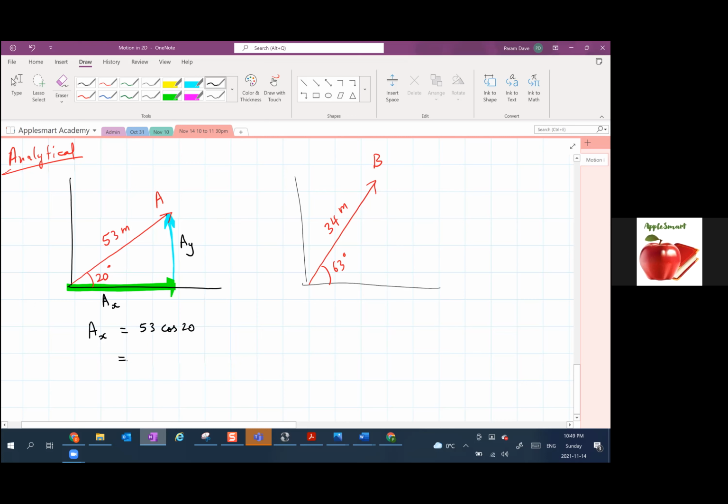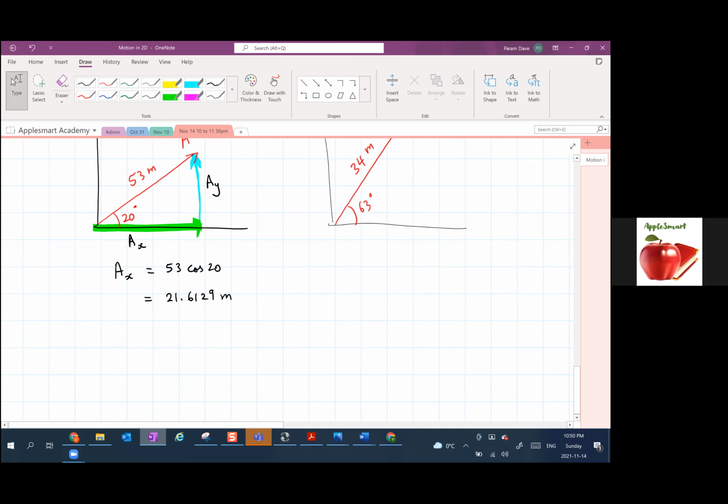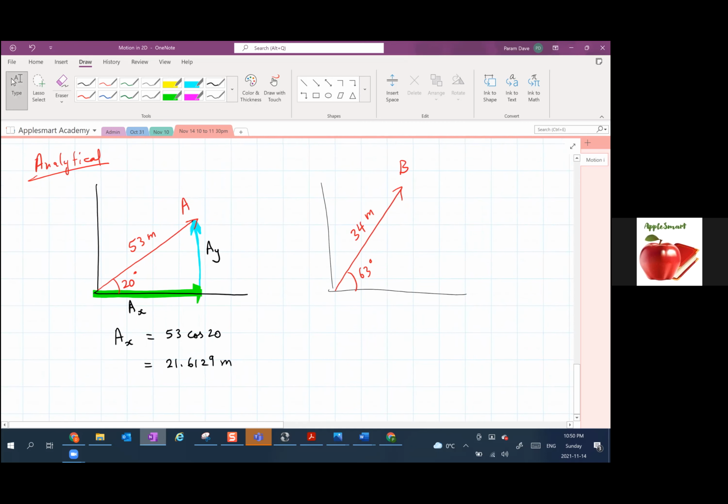I got 21.6 for the X. 21.6, 53 cos 20. That's correct. And like I said, we're going to carry forward 4 decimal places. So 21.6129, and that's meters. Okay. Now, eventually, we would also be needing the directions for that. So we're just going to get into the habit of doing that.